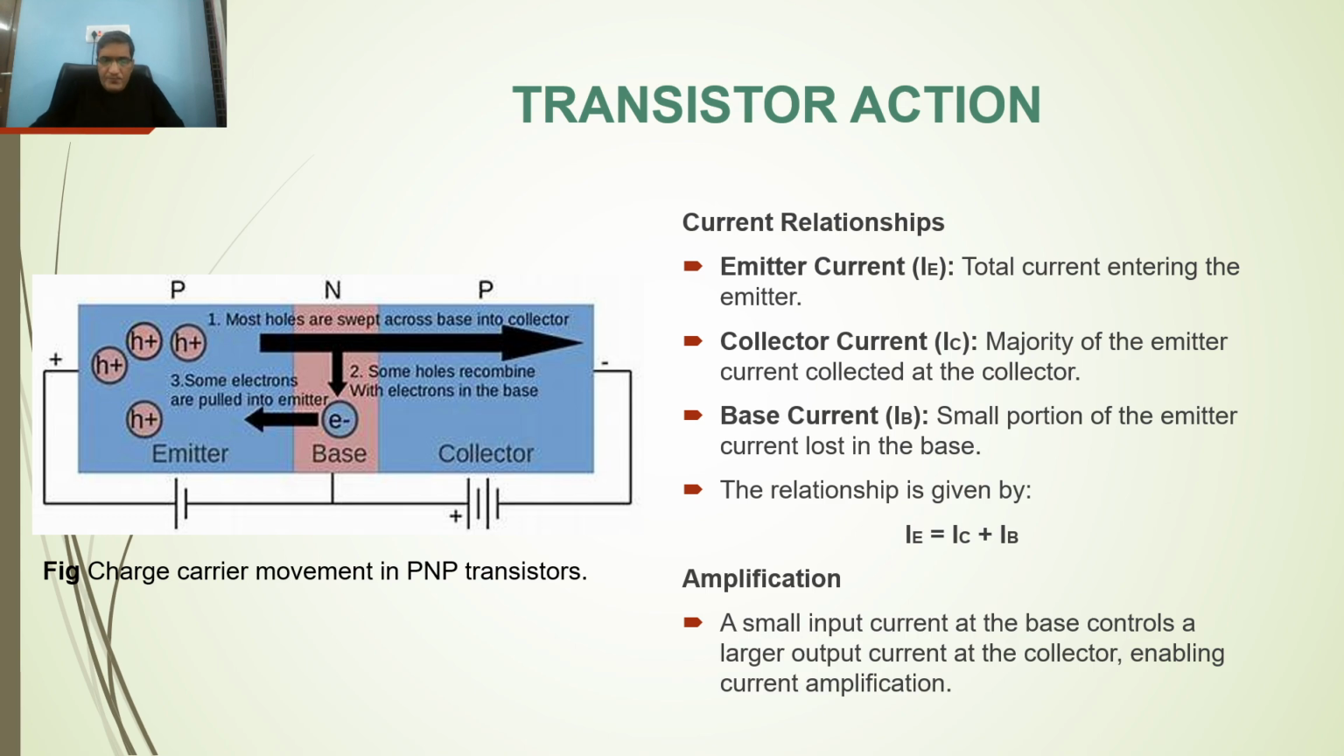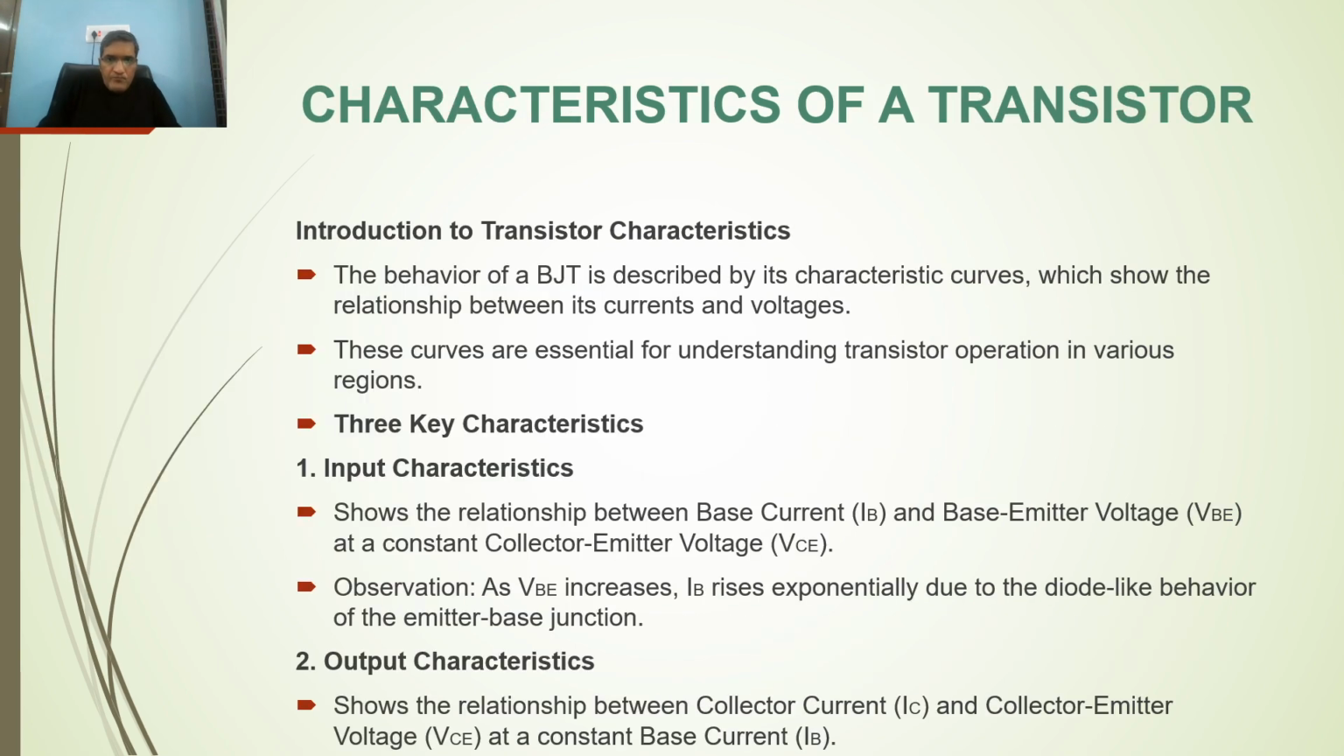So let's move further. Here are some characteristics of the transistor: input and output characteristics. As you saw, the output characteristics of the transistor we have discussed, and the input characteristics of the transistor are between emitter and base region, which show the base current and emitter base voltage at a constant collector emitter voltage VCE. VCE means collector to emitter voltage, and VBE means base to emitter voltage.